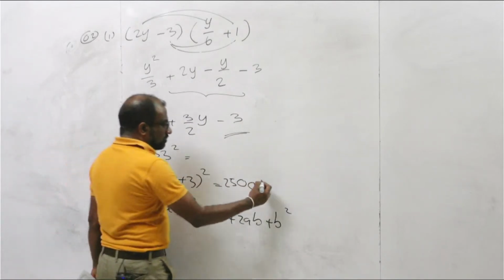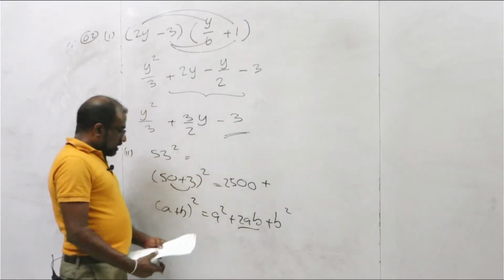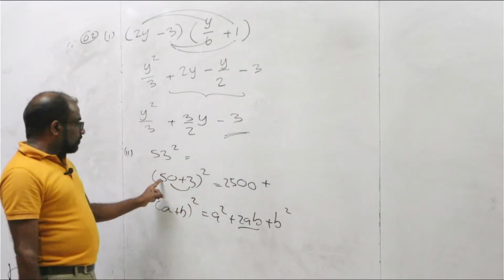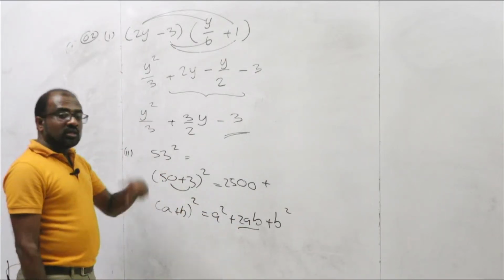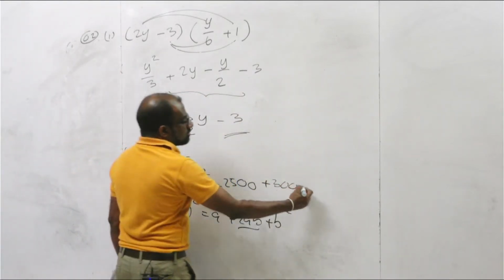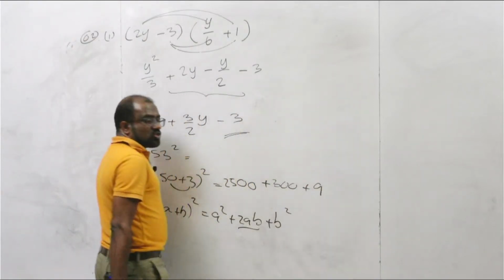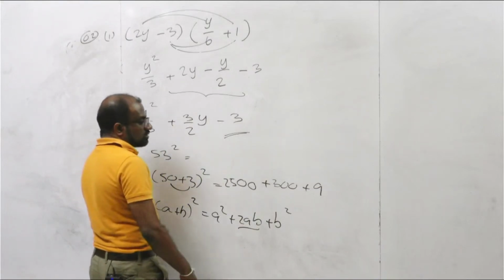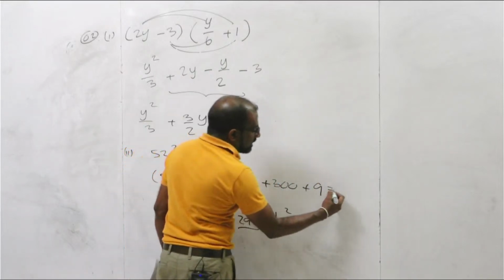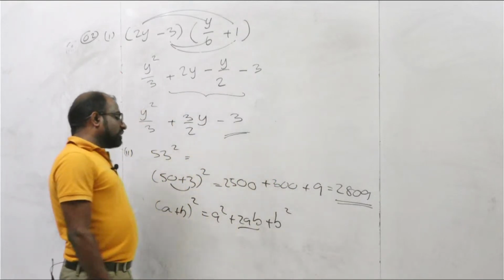How to get the middle term? Multiply the two terms together and again multiply by 2. 2ab, a and b multiply together, again multiply by 2. 50 into 3, 150. Multiply by 2, 300. Plus, square the second term, 3 squared is 9. So what is the answer, children? 2500 plus 300, 2800 plus 9, 2809. 2809. What's the answer?